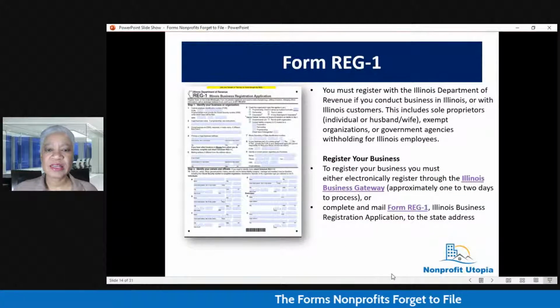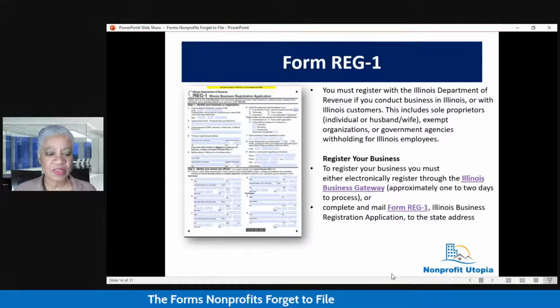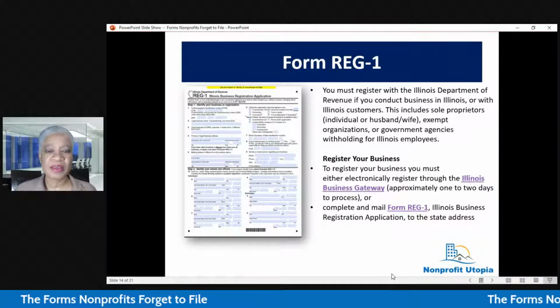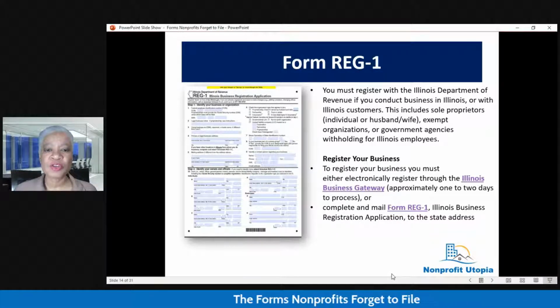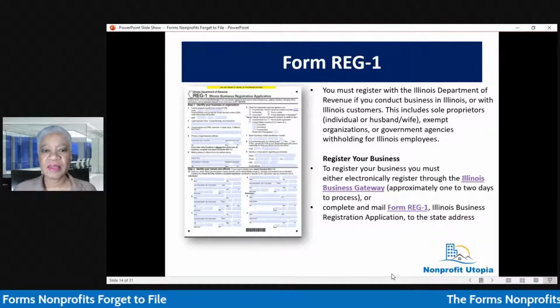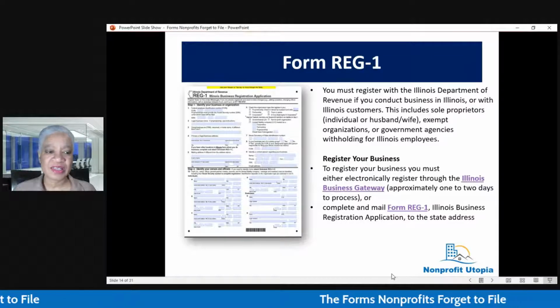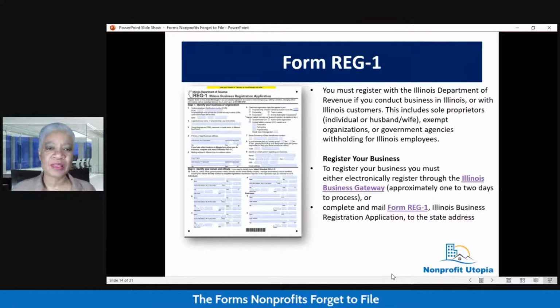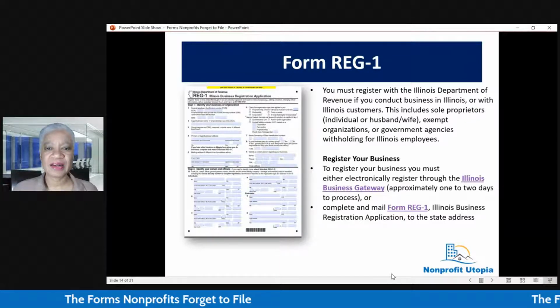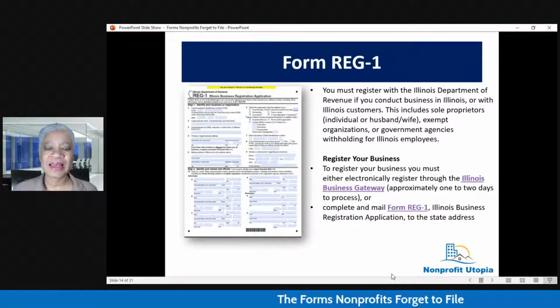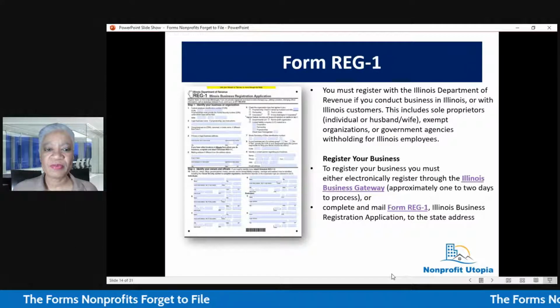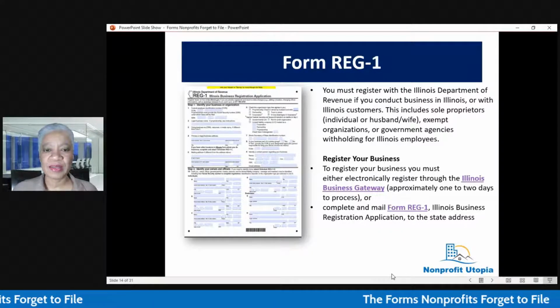Another form organizations forget to file. Again, we're so focused on starting our organizations, working with the Secretary of State's office, working with the Attorney General's office, that we don't register with the Illinois Department of Revenue, right? The Illinois Department of Revenue, and in other states, all states have a Department of Revenue, and they're charged with collecting taxes. So even if you're a tax exempt organization or you plan to become tax exempt, you need to register with the Department of Revenue, at least in the state of Illinois.